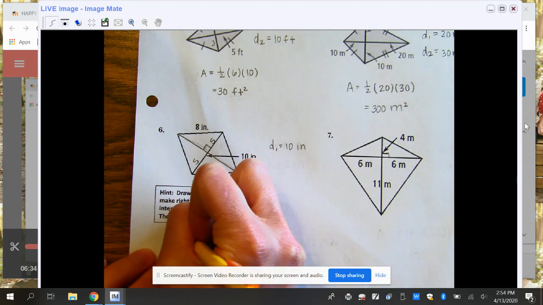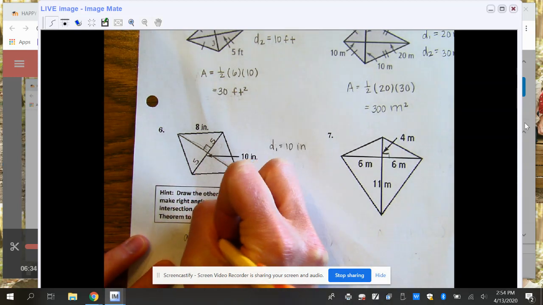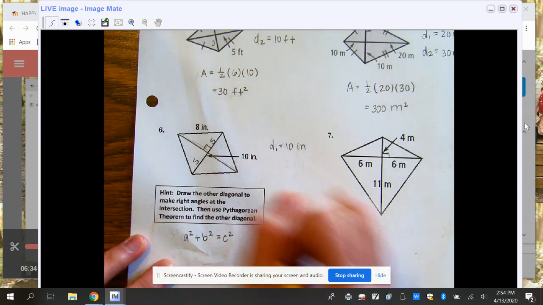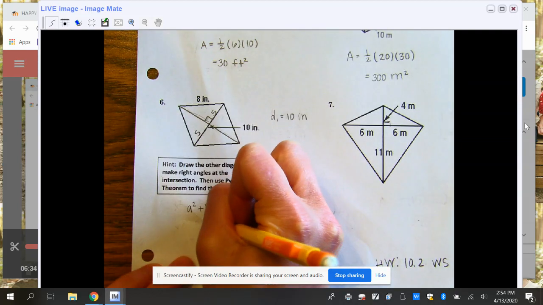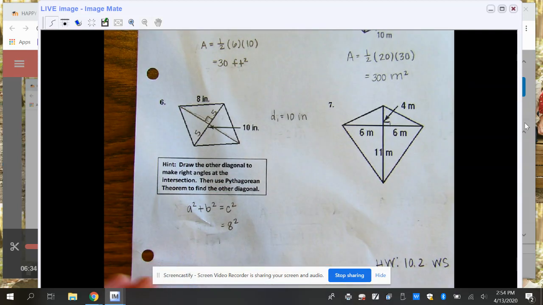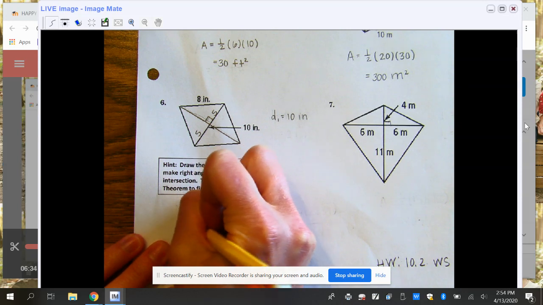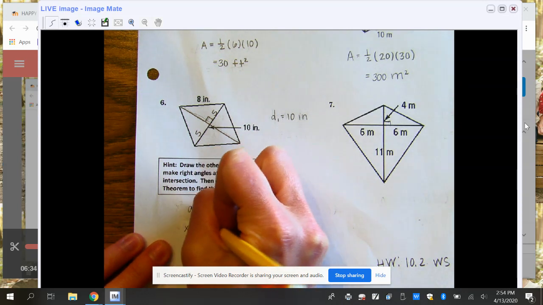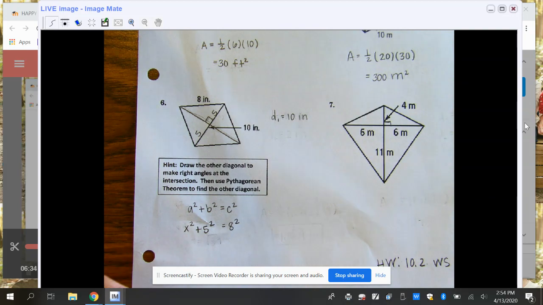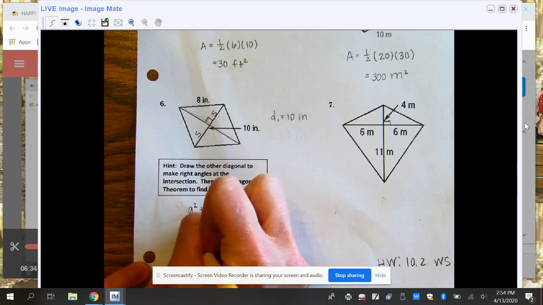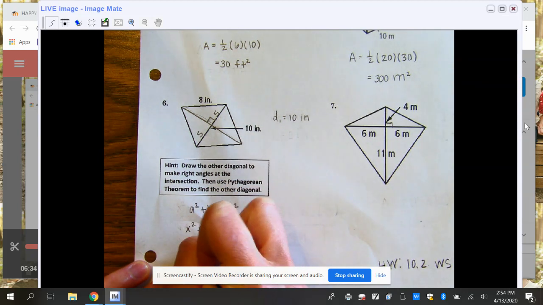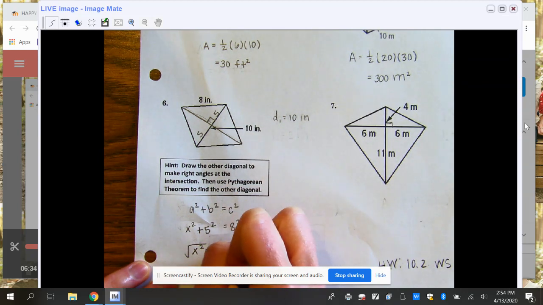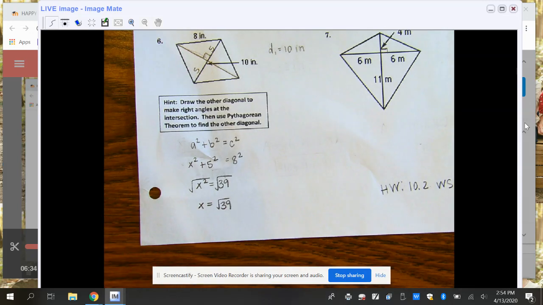All right, so when I go to set up the Pythagorean theorem, remember it's a squared plus b squared equals c squared. C is always the hypotenuse. So 8 inches, that's going to be my hypotenuse. And then I'll just put my variable here, and then that would be 5 squared. So 64 minus 25 is 39. And then when I go to take the square root, there is not a perfect square that goes into 39, so I'm just going to leave it as square root of 39.